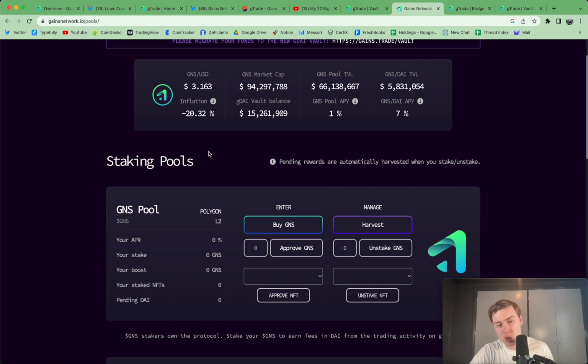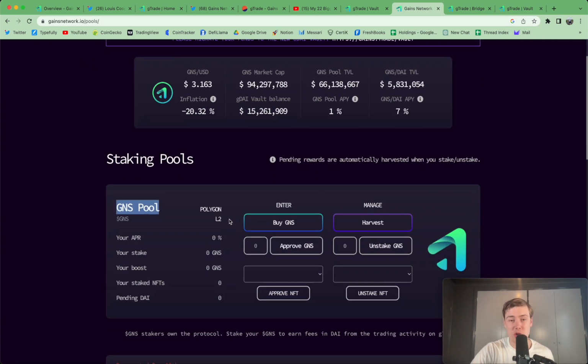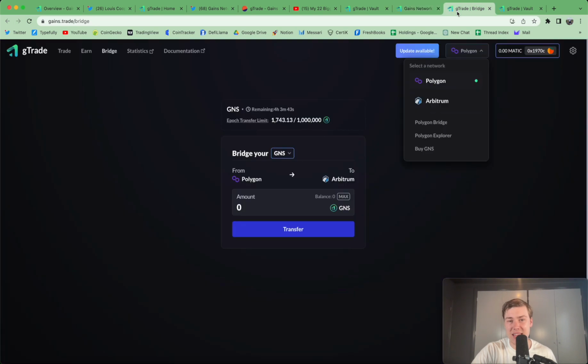So of course, if you do want to purchase GNS and stake it and capture upside to that, then you can do so under their staking section here. You can buy GNS. If you click this button, it will take you to QuickSwap to buy GNS. You can approve it and then stake it as well. And if you want to bridge funds across from Polygon to Arbitrum to stake on Arbitrum, they've got a bridge. If you click on the bridge tab here, it allows you to bridge assets across.